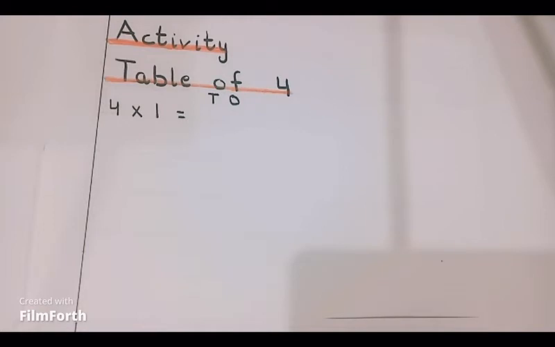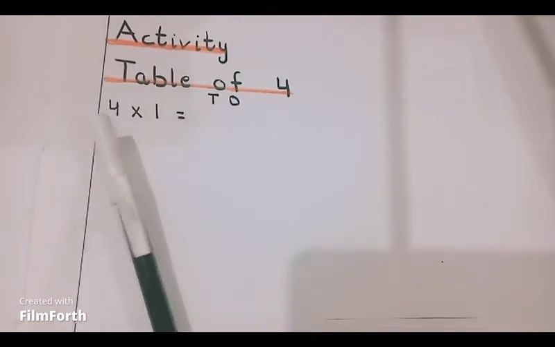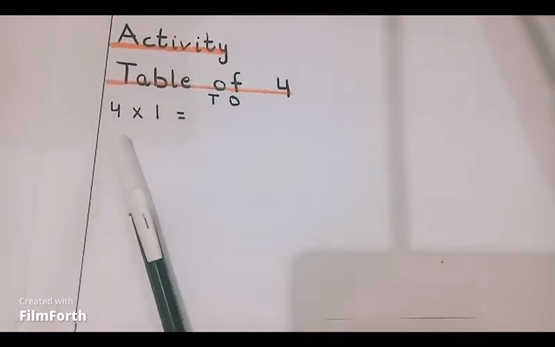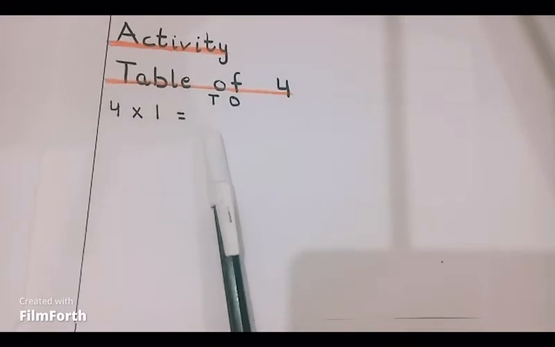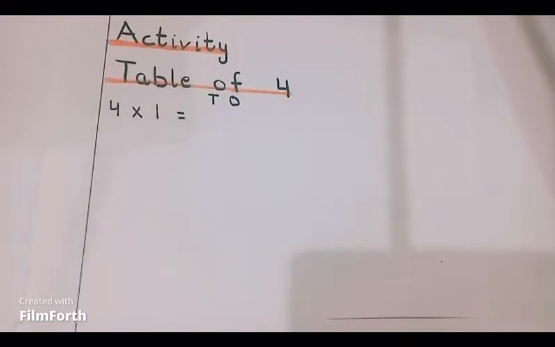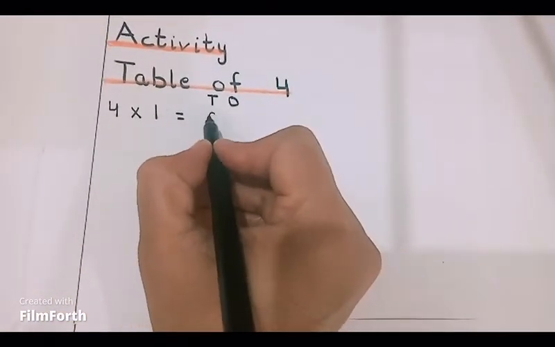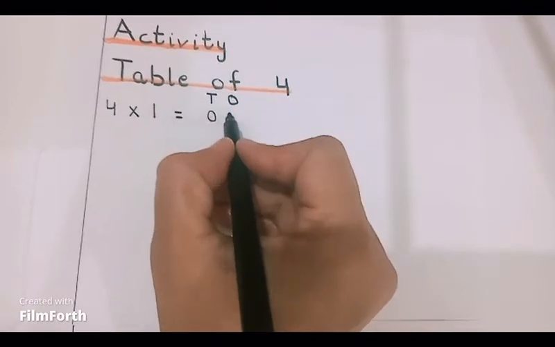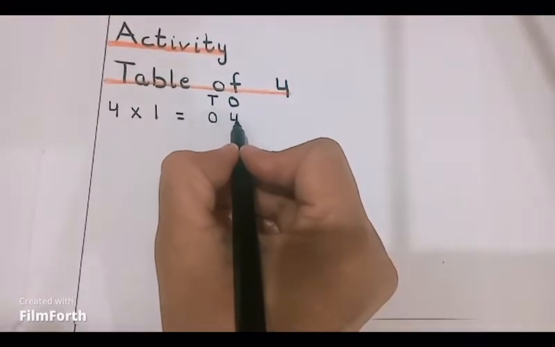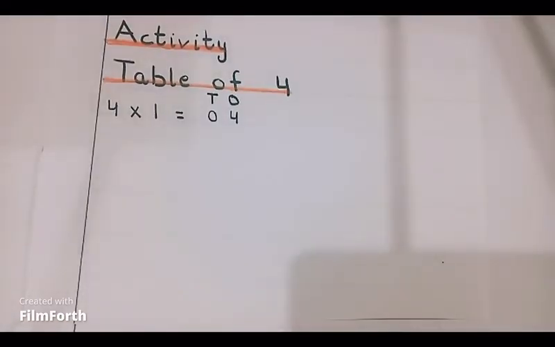You have completed table of 2 and 3. Let's see how we will do table of 4 with the help of an activity. Today I am going to help you how we can write table of 4. Activity: table of 4. Let's start. Table of 4. 4 ones are 4. We will have to write like this. This is tens and this is ones. Look at here carefully.